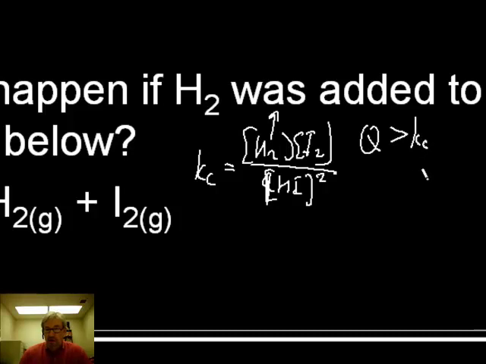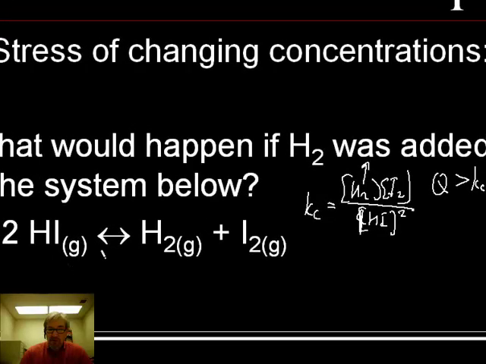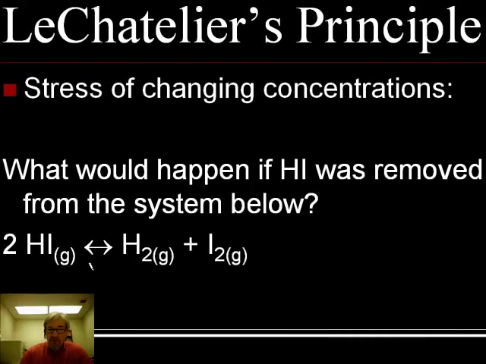How can I make Q smaller and make it go back to Kc again? Well, the only way you can make a fraction smaller is by decreasing the size of the numerator or increasing the size of the denominator. And if I use up product and create more reactant, I'll do that. So this predicts a shift to the left in this reaction, using up the additional H2 and some I2 and creating more HI until Q goes back to Kc. Let's look at another situation. What would happen if I took HI and took it out of the system some way?